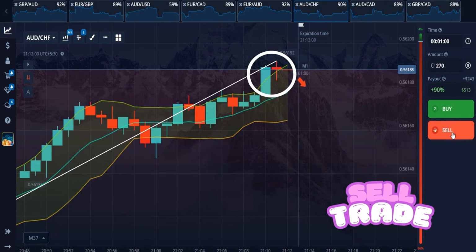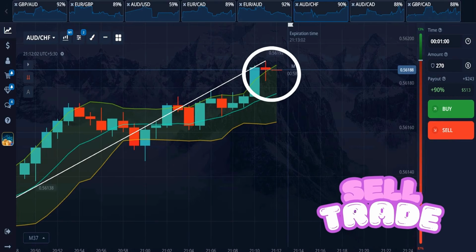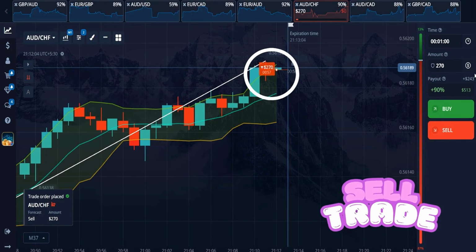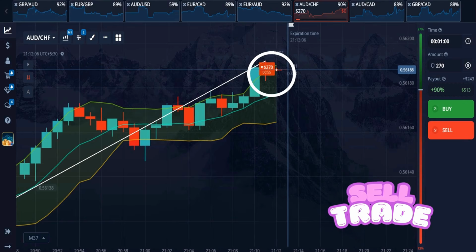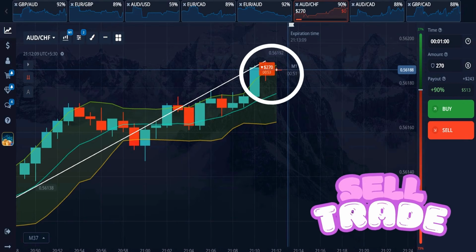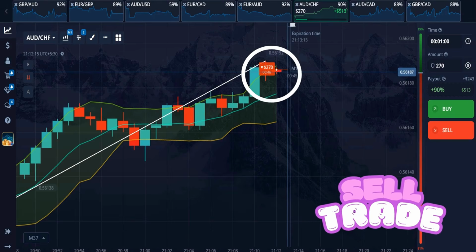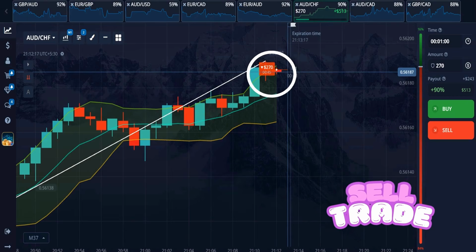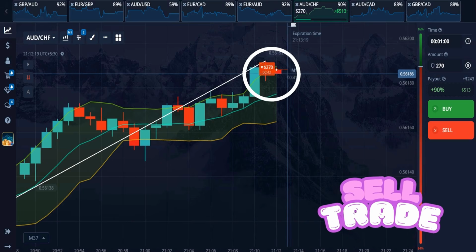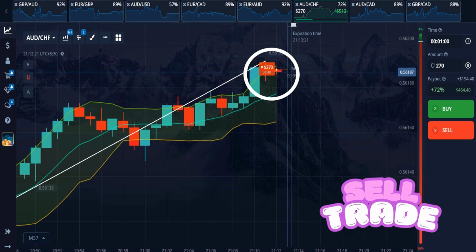Sell trade setup. Now, here are the conditions for a sell trade. The candle must touch the upper band of the Bollinger Bands. The zigzag line should appear above the candle. Wait for one bearish candle as confirmation, a red candle that closes below the previous one. Once all three conditions are fulfilled, go ahead and enter a sell trade.